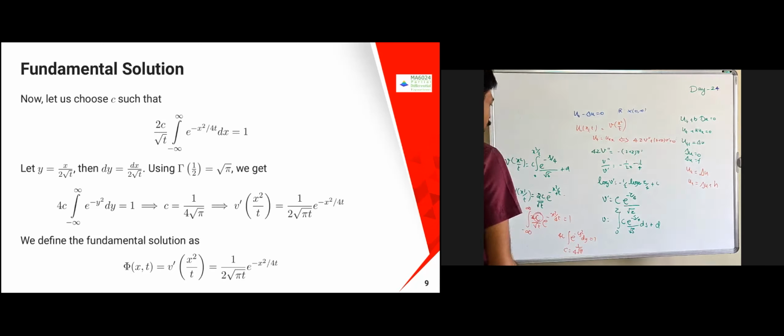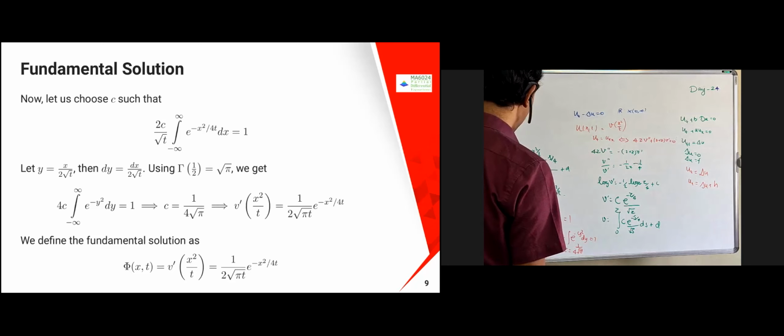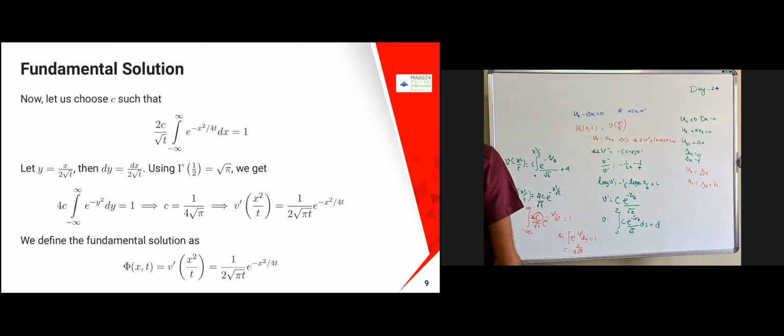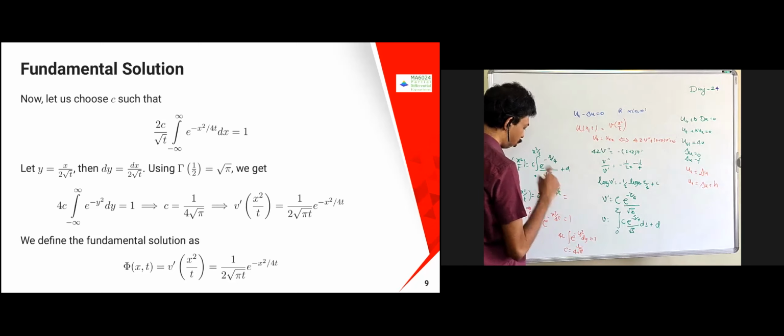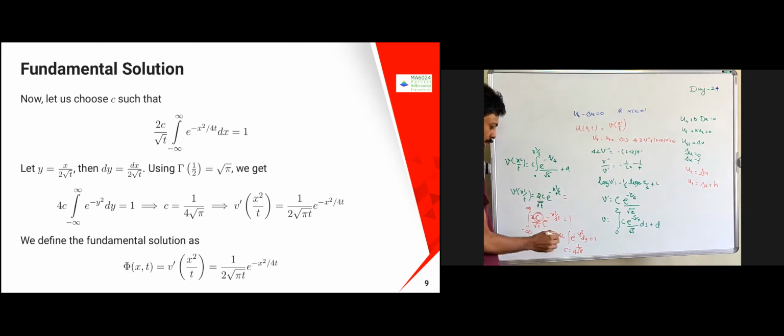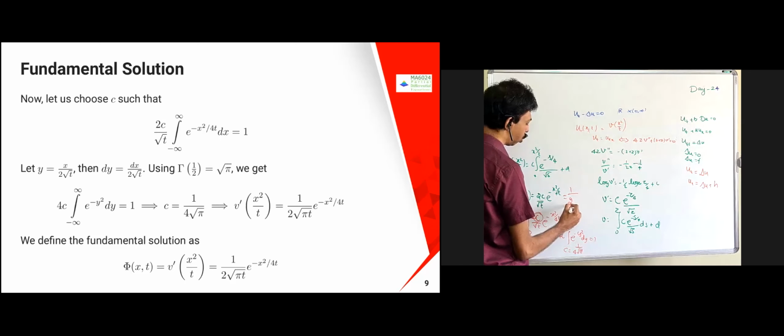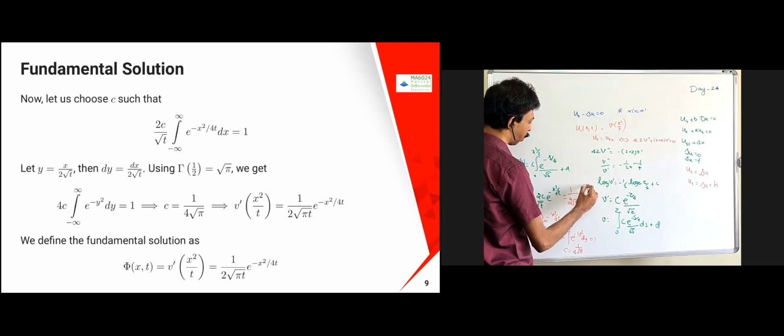Therefore, I am just going to substitute it over here. So this is going to become 2c. Already some 2 is there, so I'm substituting 4, so the 2 gets cancelled. So I am just going to get 1 by 2 into square root of pi t into e power minus x square by 4t.